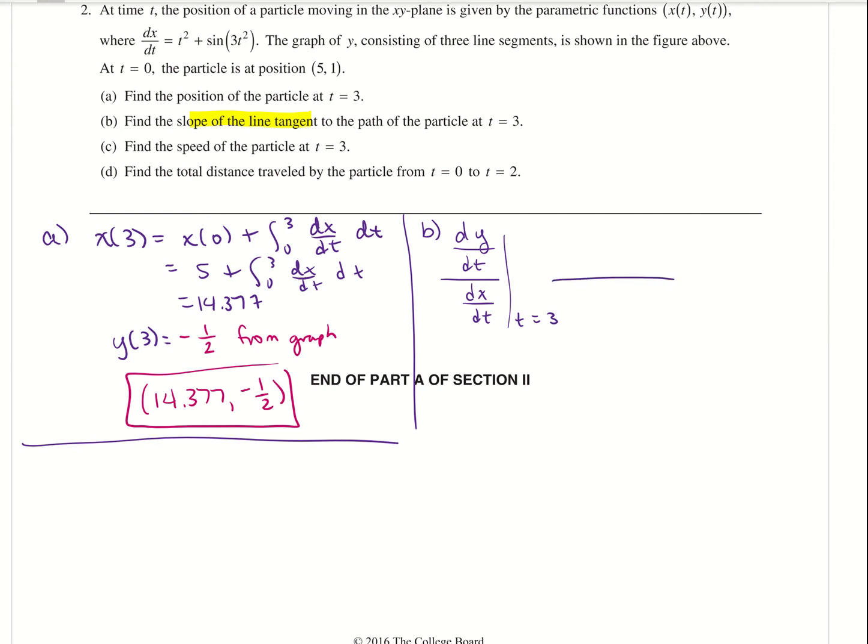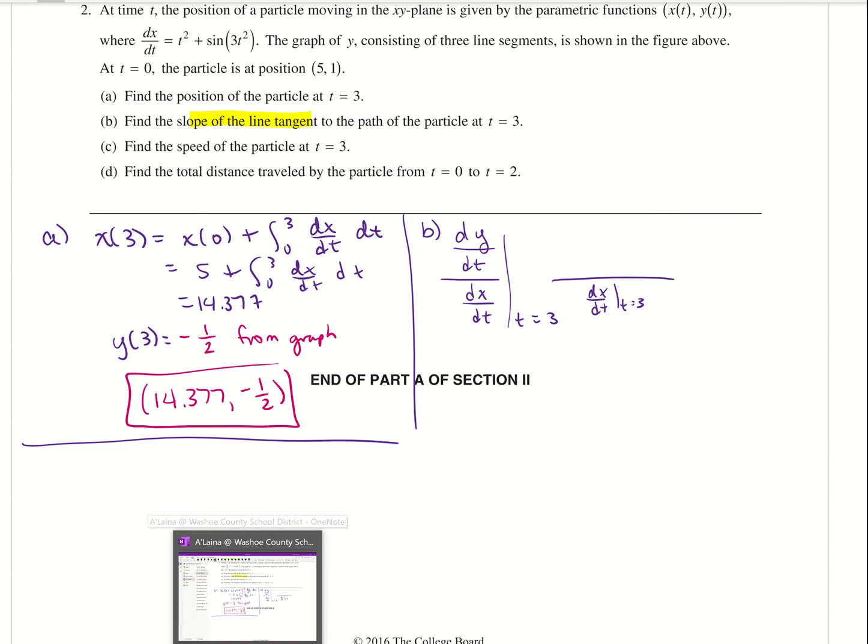So dx over dt, I've got that expression right here. So that'd be 3 squared plus the sine of 3 times 3 squared. And I'll use a calculator for that. But on the numerator, or I could just write, if I wanted, maybe it'd be a little less risky, if I just said dx of dt at t equals 3, that'd be fine. And then for the numerator, dy of dt, we don't have an expression for y.